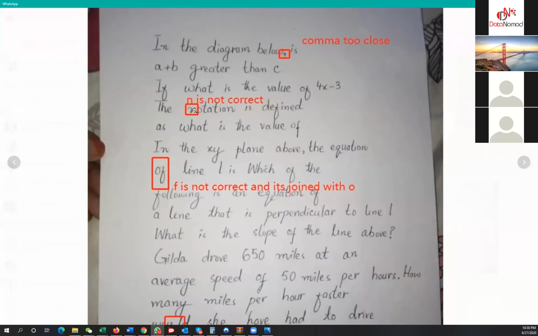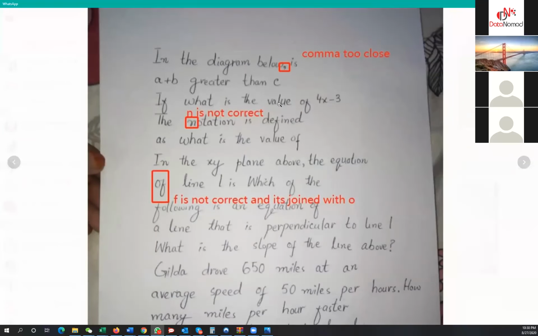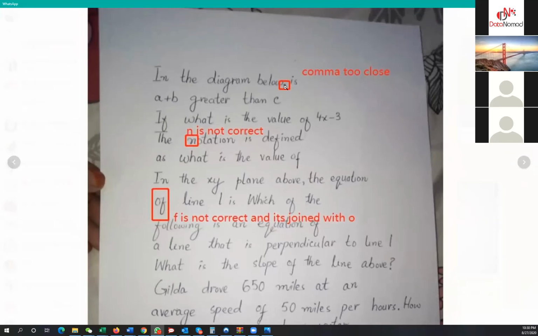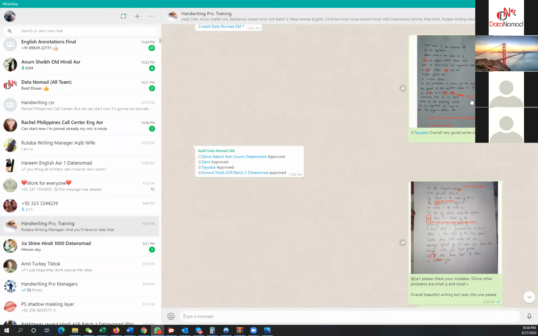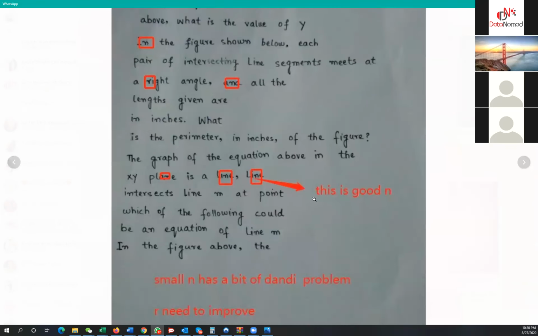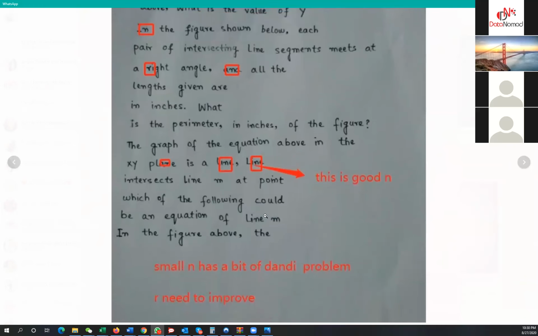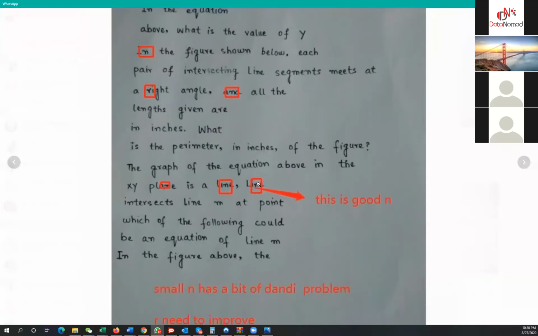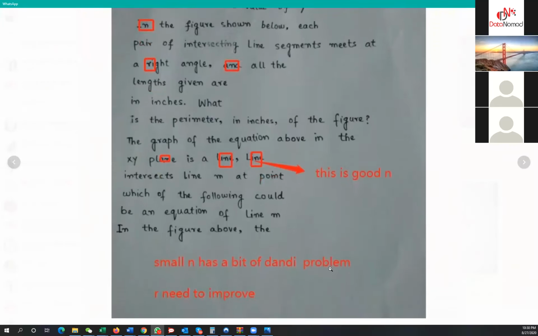You can see the N shape over here is not correct. The comma is too near over here. It should be a little bit further, but I think it's okay. Still, it's not that bad. You can see this person has a problem with N, like all the N's are wrong. But this over here is finally a good N.